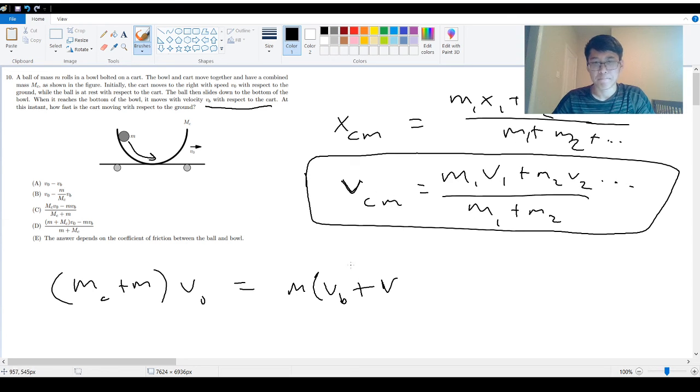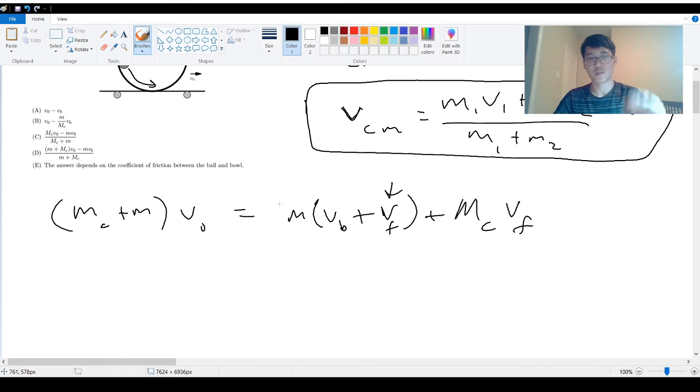So we'll call this the final velocity of the cart, vf, and that's what we're looking for. How fast is the cart moving with respect to the ground? So this is actually what we want. And then we also add the momentum of the cart in the final position, which is just the mass of the cart times the velocity of the cart in this final position.